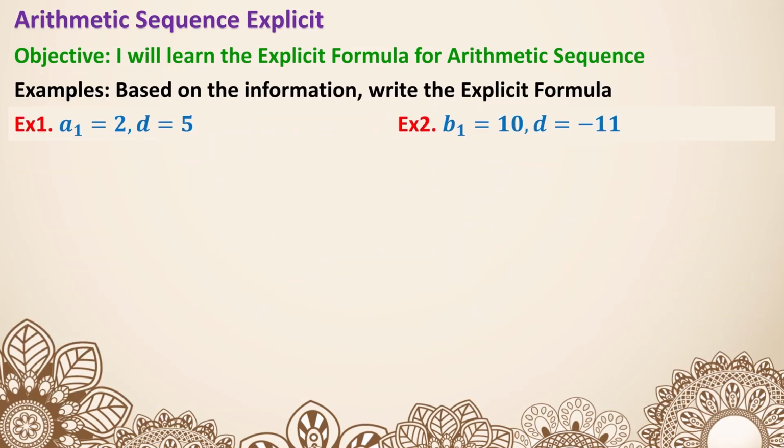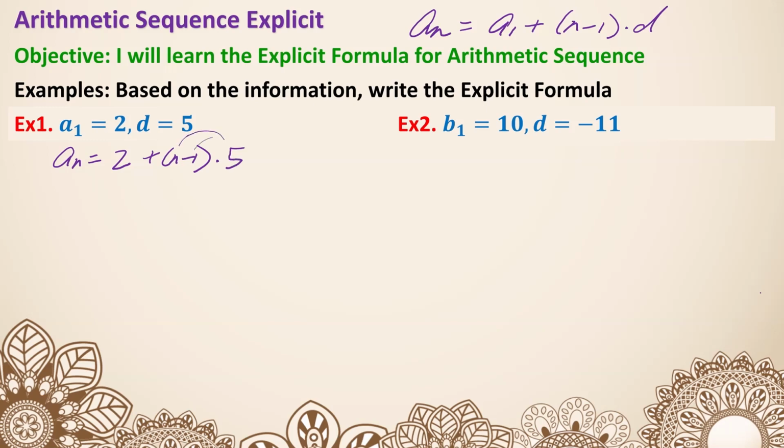Now let's get to the examples and let's write the explicit formula. So let me write it on the top. A sub n is a sub 1, the first term, plus n minus 1 of the common differences. So a sub n equals a sub 1, which is 2, plus n minus 1 times d, which is 5. Let's simplify. We do need to distribute the 5 into the parentheses.